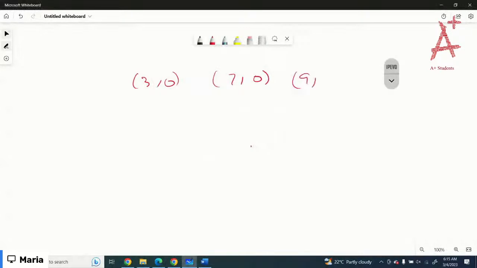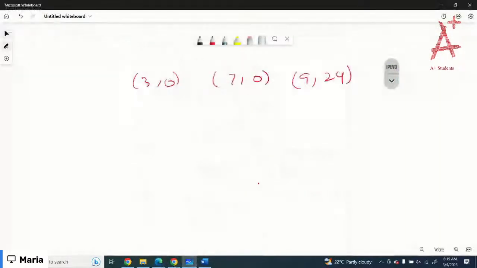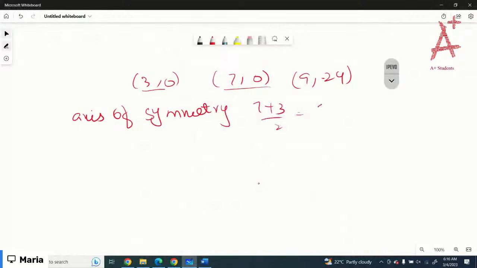3070 and 9 minus 24 or positive 24? Minus 24 it is. Okay, so we have to find the axis of symmetry. They both have the same y values, so you can calculate the axis of symmetry from these two points. That would be 5. So the axis of symmetry is x equals 5.